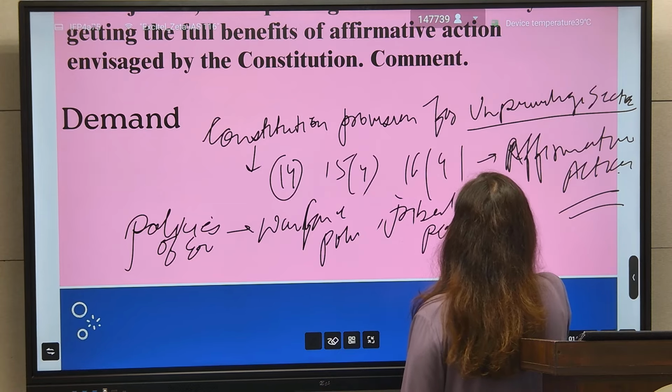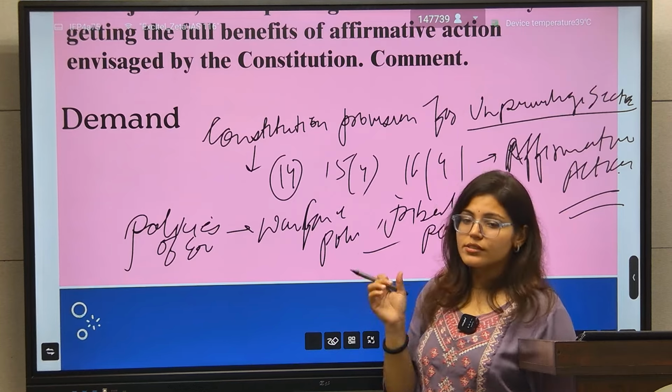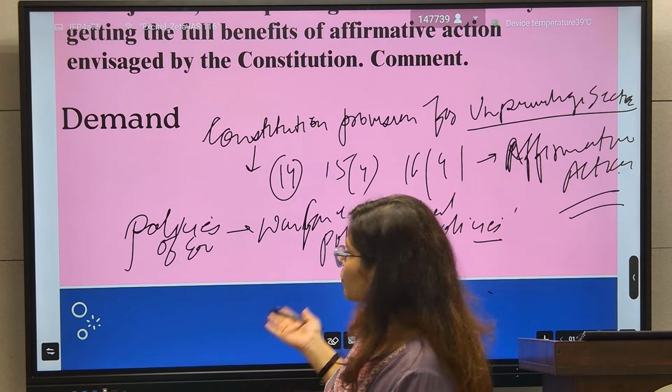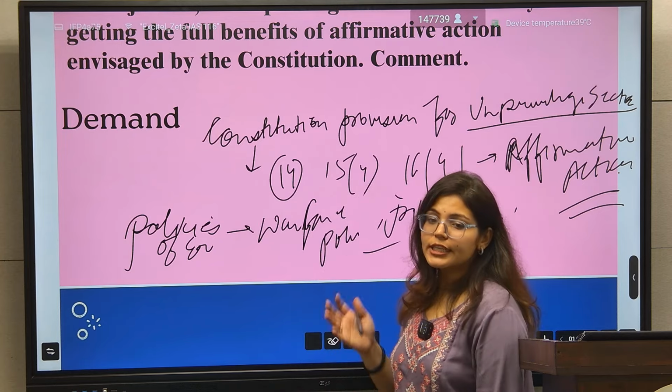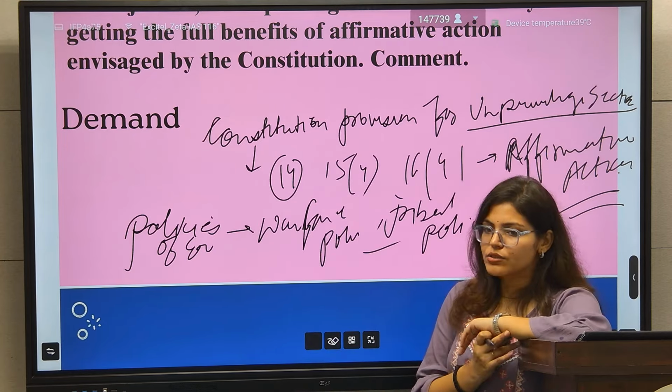You can give examples also if you have. So you have to write the policy. Start the question with the constitutional provisions and the policies by the government for the underprivileged section. This is the best way to start this question.